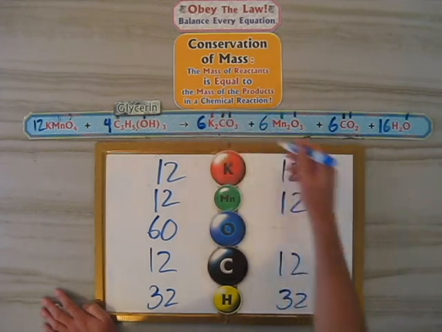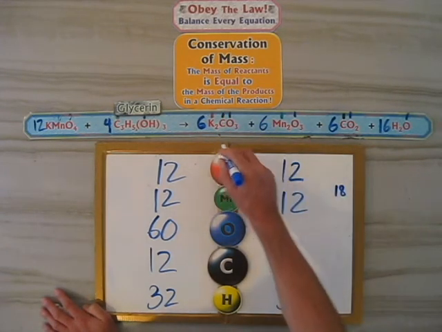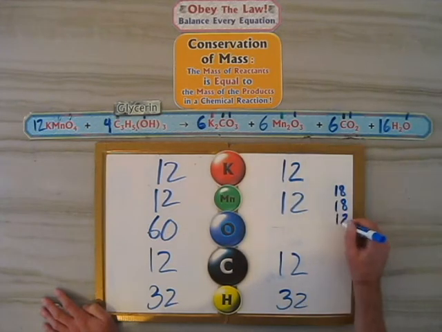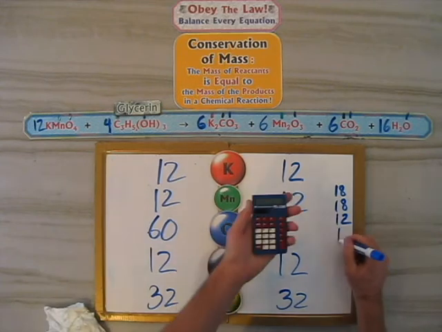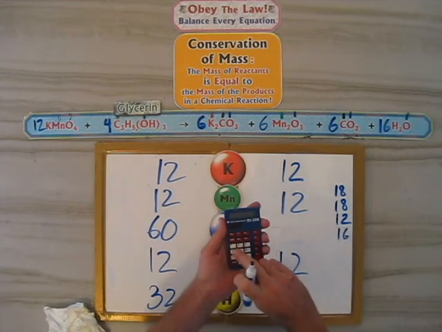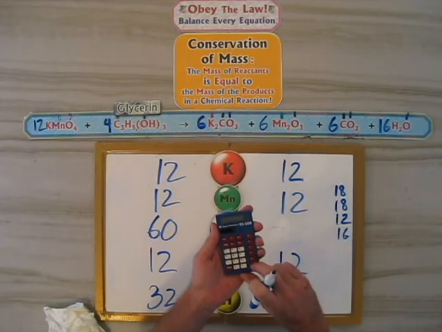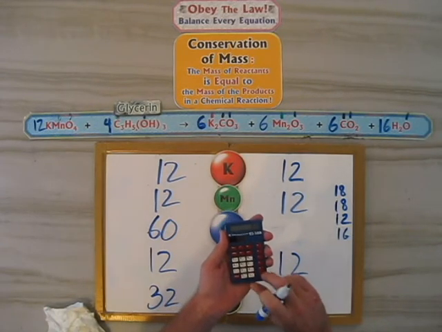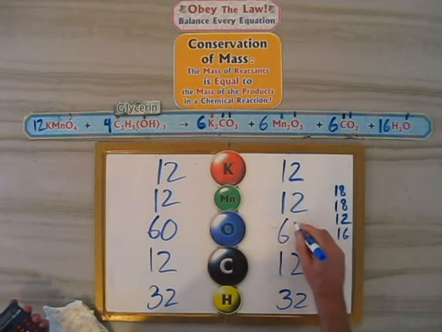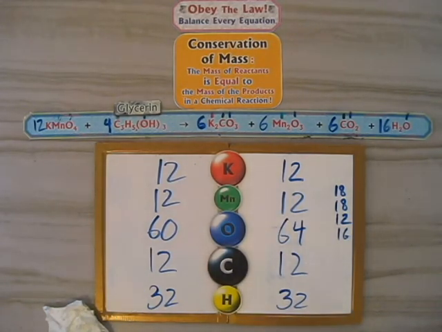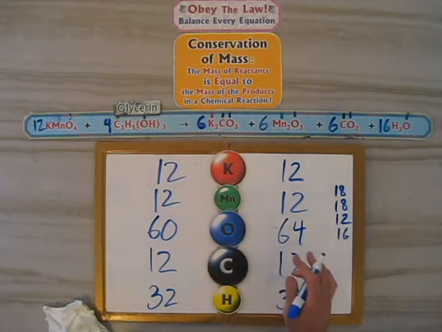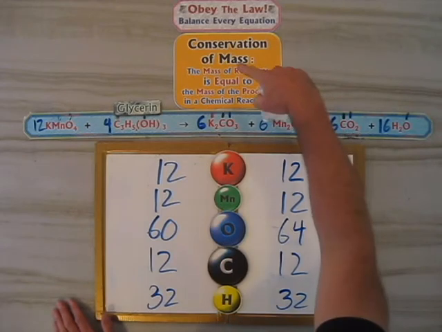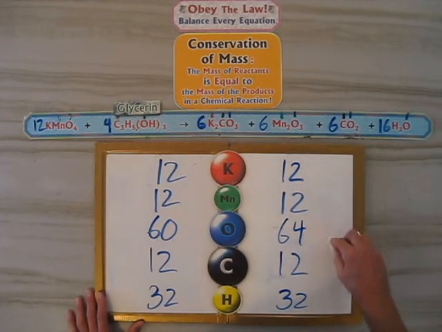Let's see. 18 oxygen right there. 18 oxygen right there. Okay, we got 12 oxygen right there. And we've got 16 oxygen right there. So let's see. 18 plus 18 plus 12 plus 16 equals 64. So no, it does not balance the oxygen. Although it's pretty close, but that's not good enough. That's breaking the law. We must obey the law.